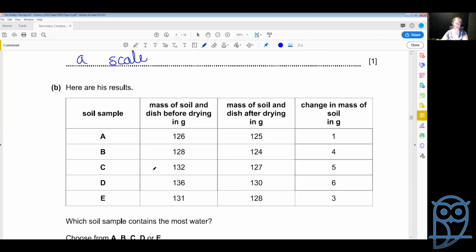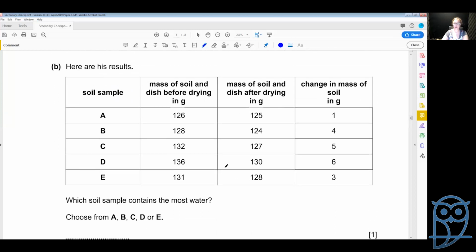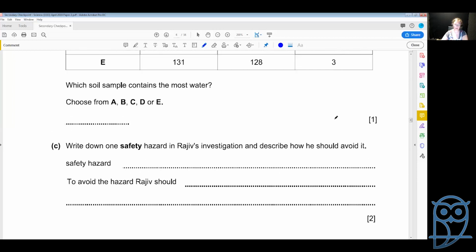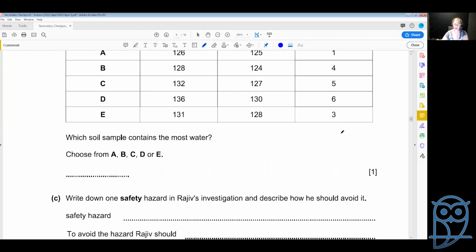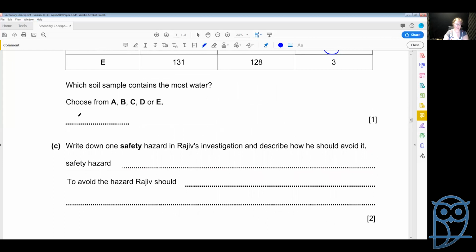Okay, here are his results. So sample A, before drying, it started at 126 grams, and after drying, it was at 125. And this is the mass of the soil and the dish. So the amount of change, this 126 minus 125, is the amount of water that was essentially in the soil. So that's the change of mass, is the amount of water that was in it. So which soil sample contained the most water? That would be this one over here. So that is sample D.